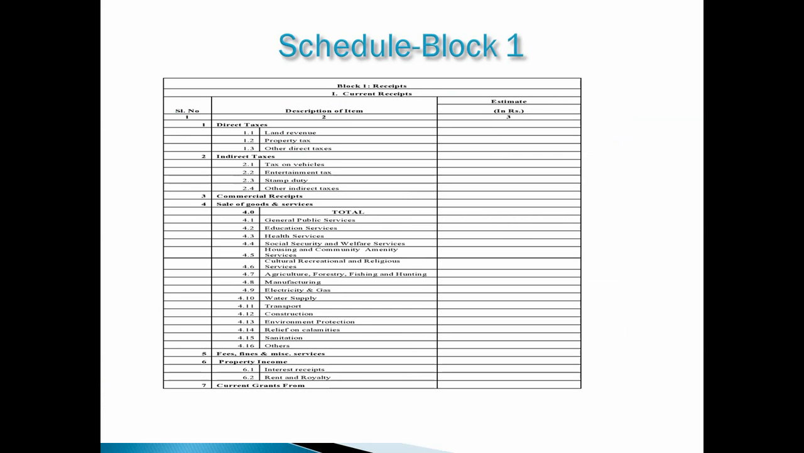Block 1 is designed to record the information related to receipts of a local body. It has 2 parts, one for revenue receipts and one for capital receipts. The items included in the revenue receipt part are taxes, receipts from sale of goods and services, property income, and grants from center, state or other local bodies. Receipt from sale of old furniture and fixtures, money received against services rendered like education and health protection, and receipt from sale of drinking water, etc. are covered under sale of goods and services.